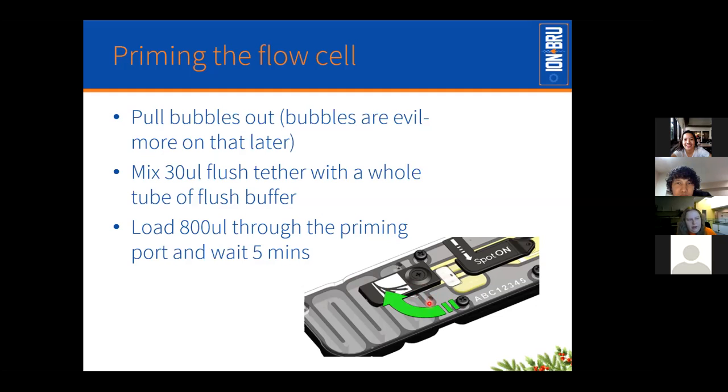So what you're going to do is take your P1000 pipette, place the tip on this port, and then turn the volume up on your pipette. Do not try and use the plunger to pull the air bubble out. You're going to turn the volume up on the pipette to suck the bubble out very gently. And once you've got your greeny fluid level with the top of this port, you're going to mix together some flush tether with a whole tube of flush buffer, and then put 800 microliters of it through this port here. And then you're going to leave it alone for 5 minutes.